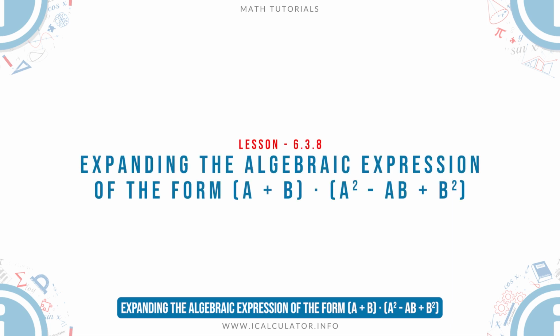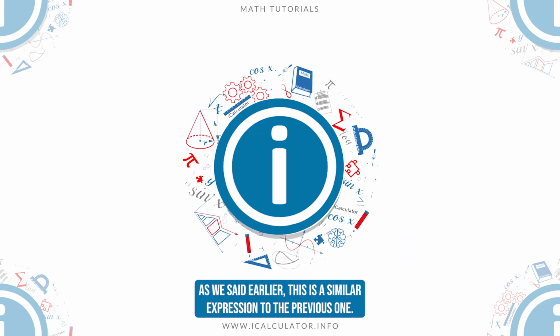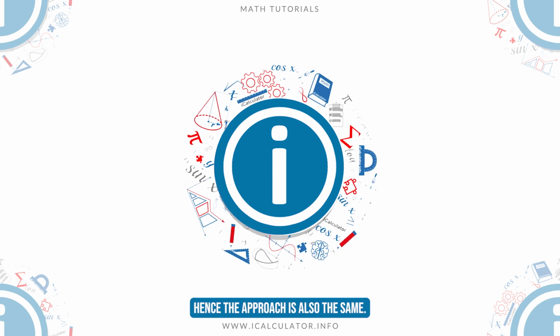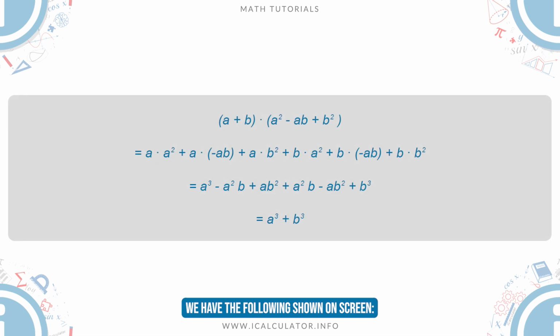Expanding the algebraic expression of the form (a + b)(a² − ab + b²). As we said earlier, this is a similar expression to the previous one, hence the approach is also the same. We have the following shown on screen.